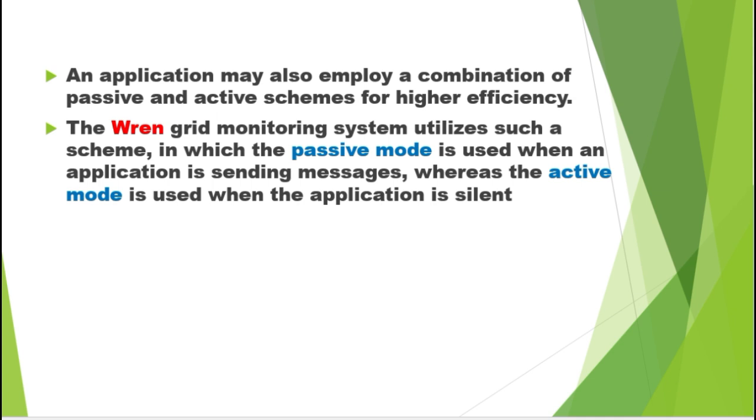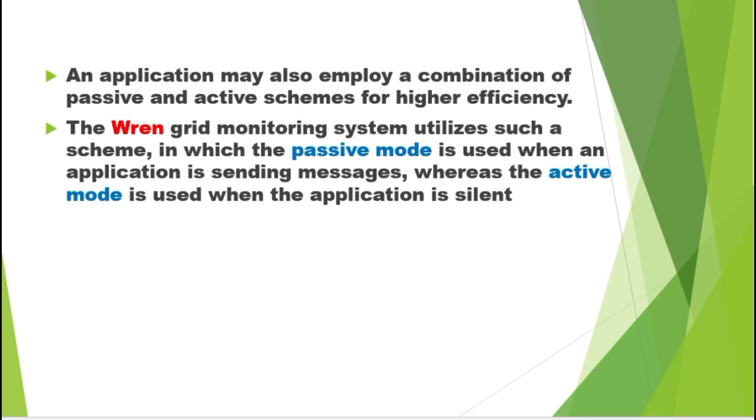So in the slide, this is an example. There is a RAN grid monitoring system. This is an industry-based monitoring system from RAN Industries in the UK. They deploy both passive and active monitoring. One, we use passive mode when an application is sending messages. That means they do not add additional traffic packets.